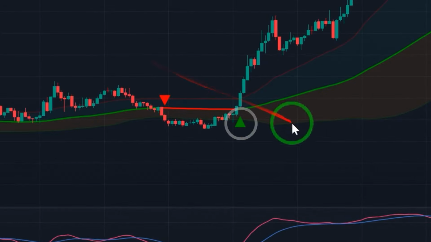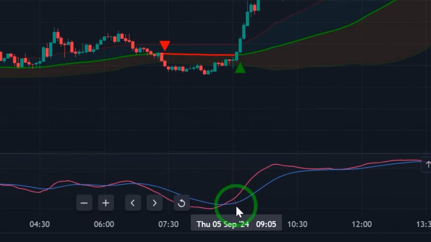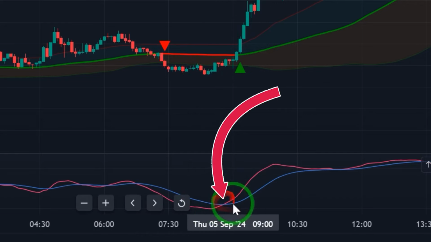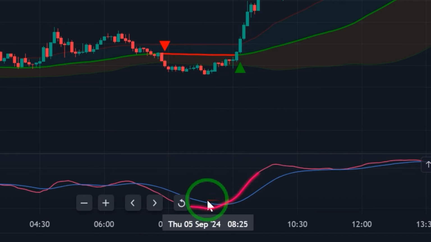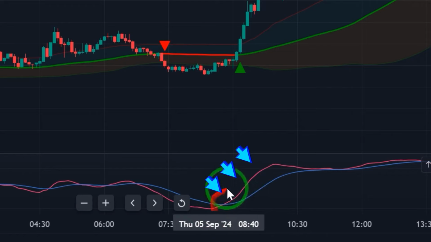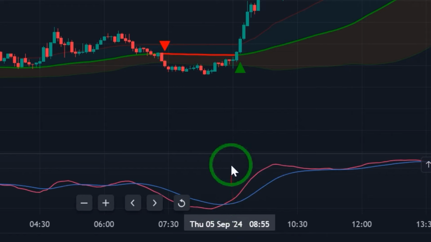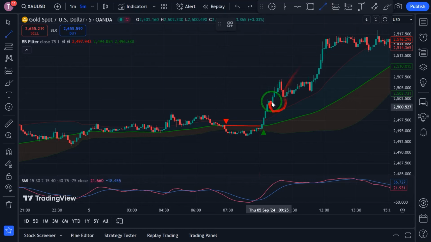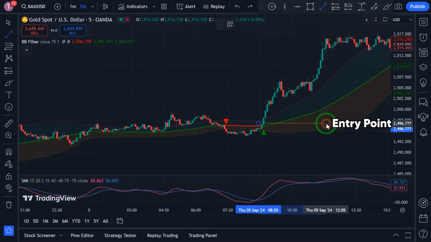First of all, we need to look for a buy signal on the chart, which you can observe at this point. After that, we should check the stochastic indicator and make sure it also gives us a buy signal, meaning that the SMI line has crossed the signal line upwards and is above it. If both of these conditions are met, we understand that we have found a suitable entry point for this strategy.